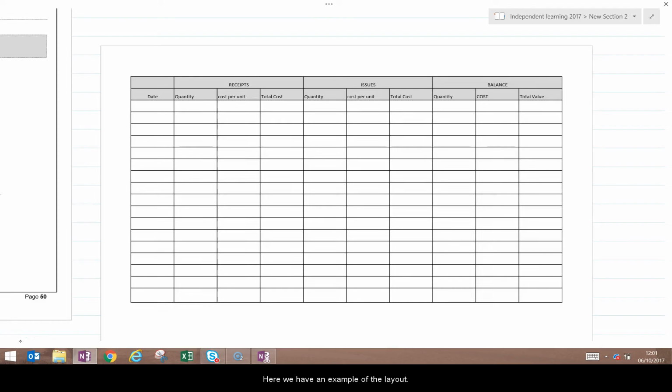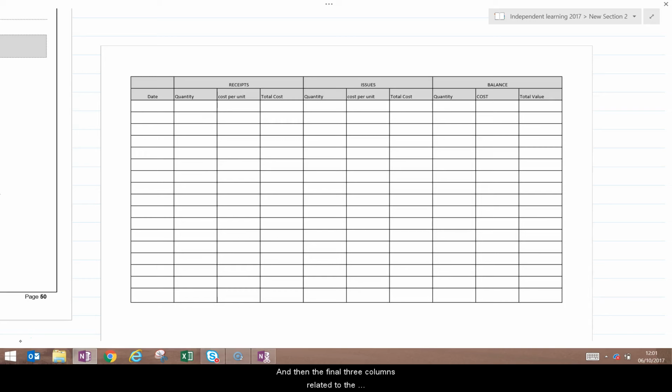And here we have an example of the layout. So the first column is the date, in which we enter the date of the transaction. Then we have three columns that relate to the receipts of the material. So we record the quantity, we record how much we paid for that material, and then we record the total cost. Then we have three columns that relate to the issue of material. So how much material have we taken out of the warehouse? At what price are we issuing it? So what is the total issue cost?